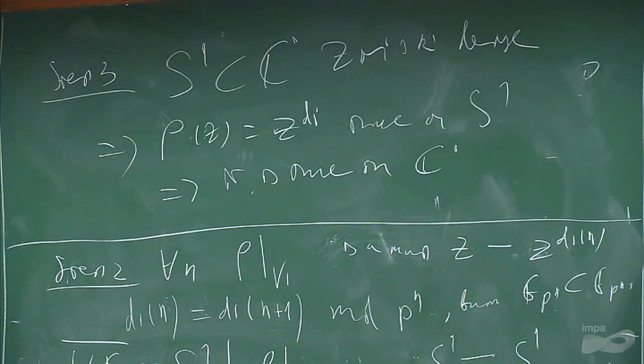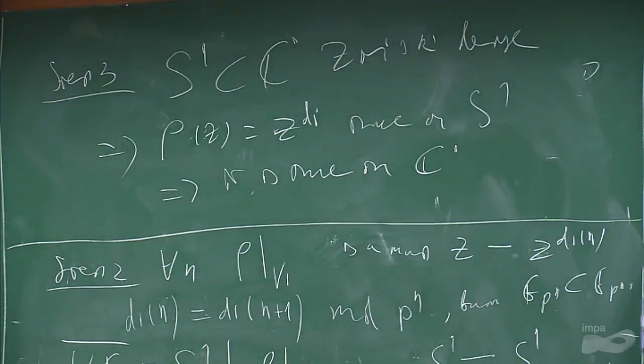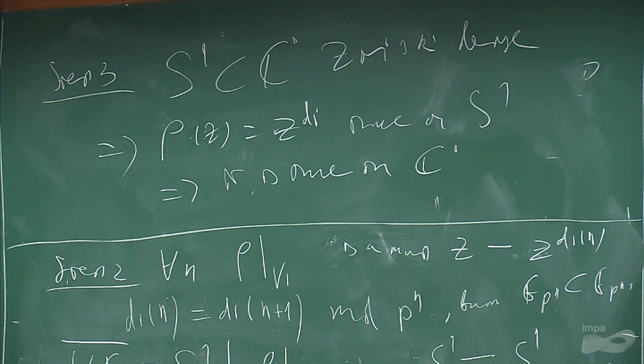Okay, so we proved what we wanted. We proved that really you have this direct sum decomposition for each representation of C star, and then on each summand it acts by taking powers. Okay.